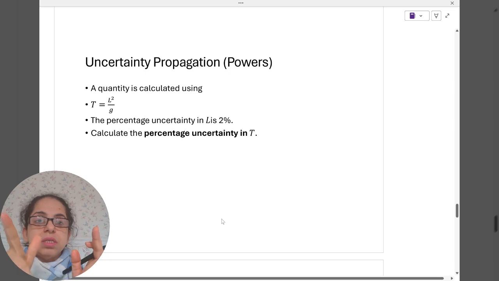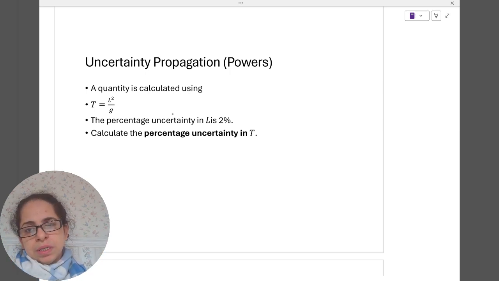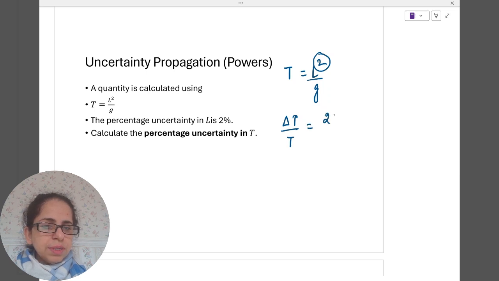Let's see this one. This is an important one. When you have powers in any read value, how does your uncertainty propagate to the measured values? Always remember, if there's a power, that power always goes into the multiplication. So the percentage uncertainty in the time period is 2 times the percentage uncertainty in the length. So this is 2%. So my error is 4%.